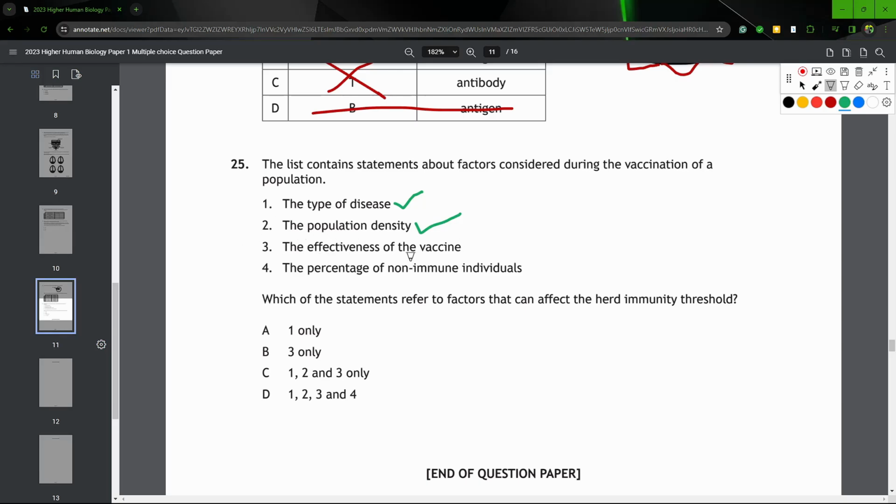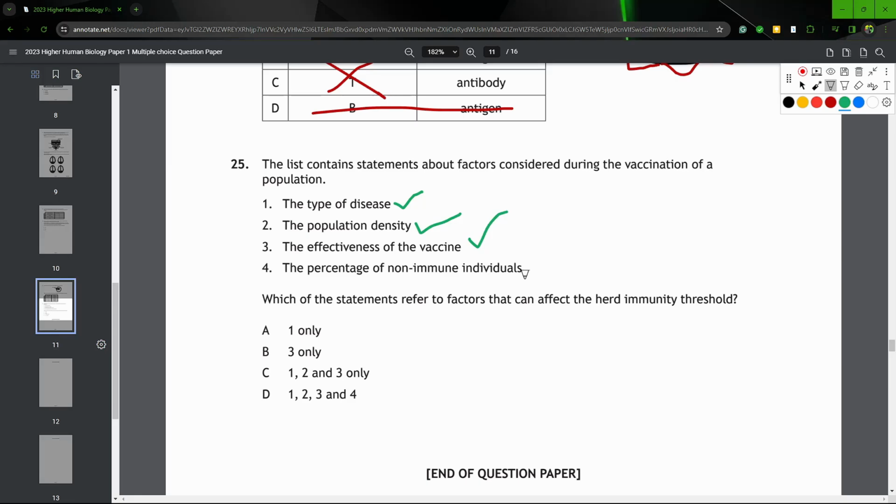And of course, the effectiveness of the vaccine would affect how many people need to be vaccinated. If it's only 10% effective or something rubbish like that, then you have to vaccinate loads more people, because most of the people vaccinated, it's not going to work. But if it's 100% effective, you can get away with vaccinating very little, because they will act as barriers. They will not contract the disease and won't pass it on at all. So that will affect it. But what about 4?